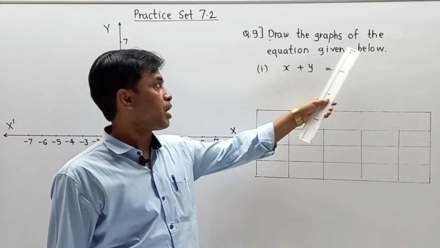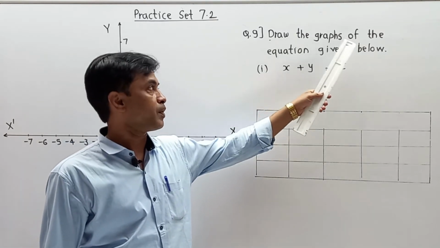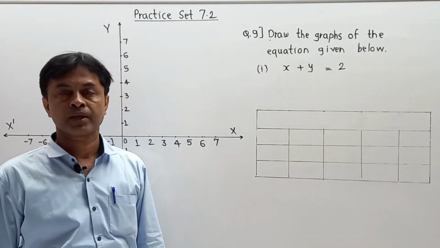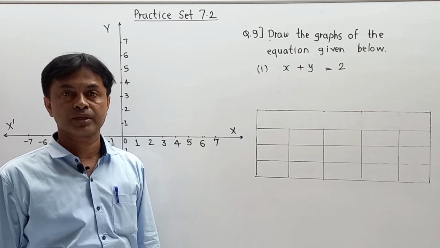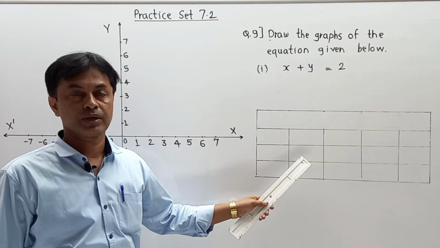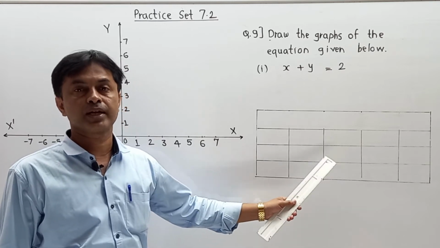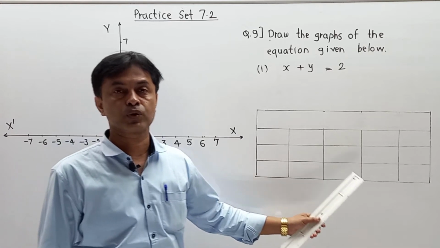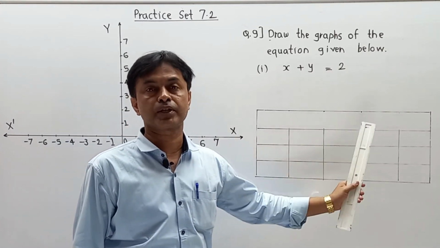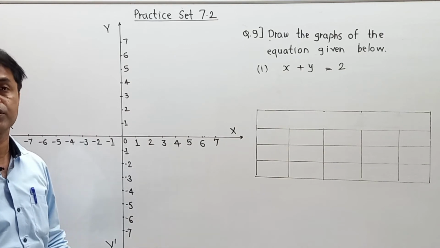Draw the graph of the equations given below. I repeat, draw the graph of the equations given below. They have given 3 equations. From those 3 equations, you have to create points in terms of x and y, meaning x coordinate and y coordinate, and you have to draw the respective line on graph paper. These are the 3 parts you have to do simultaneously.